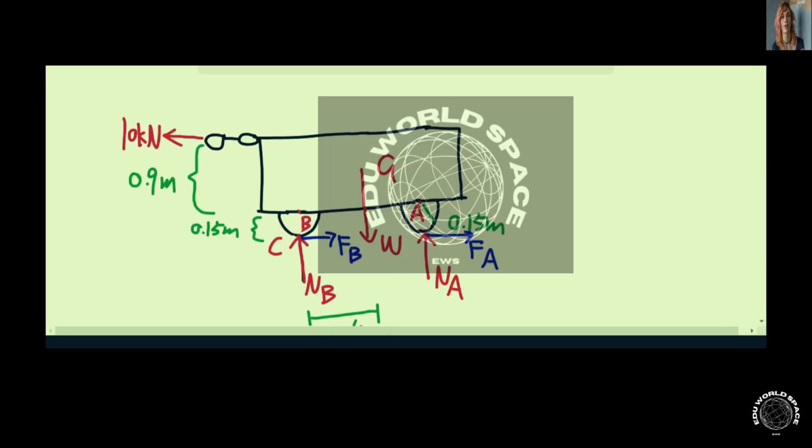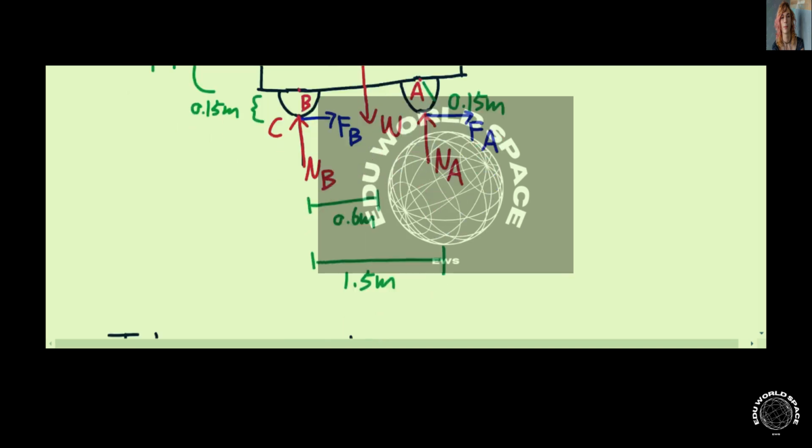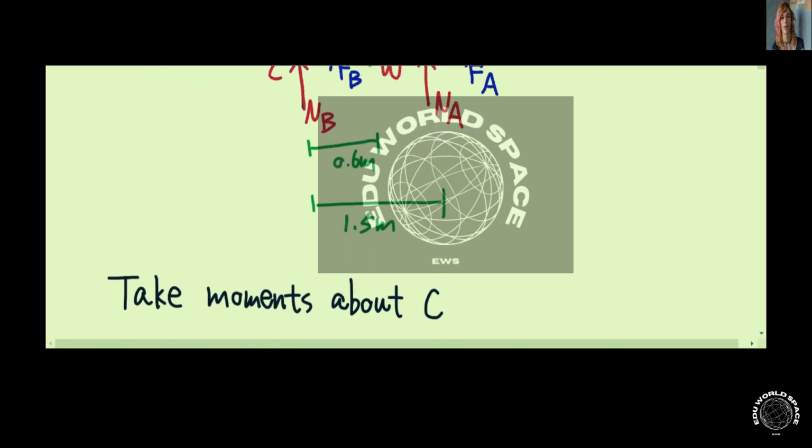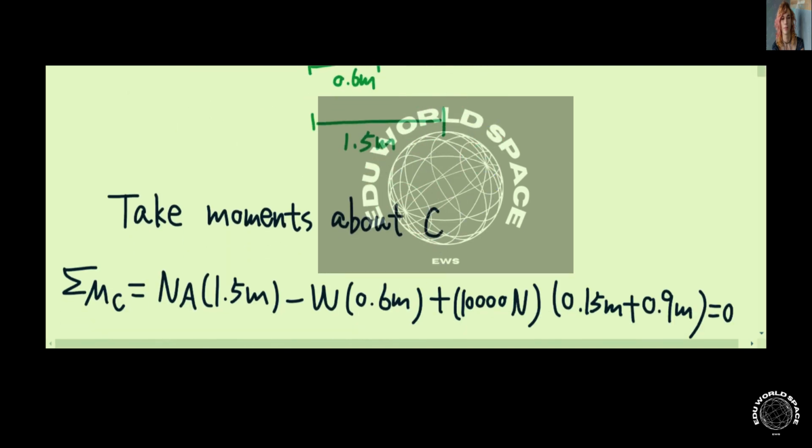Okay, so this is the free body diagram for this question. Now let's take a look at the moments about C first. The moments about C can be equal to NA, which is the normal force at point A, times the lever arm for the normal force at point A, which is 1.5 meter, and then minus the weight of the car times the lever arm for the weight, which is 0.6 meter, and then plus the horizontal force 10 kilonewton.